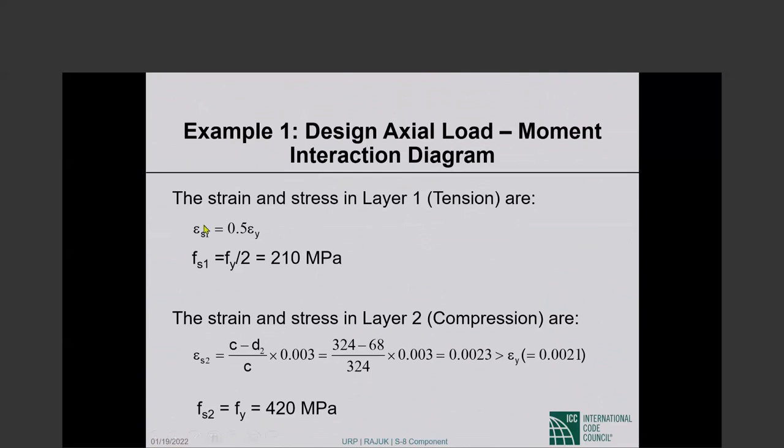For this strain 0.001, f sub s, the stress in the tension steel, the bottom steel rather, is 1/2 of the yield strength. The strain is 1/2 of the yield strain, so the stress is 1/2 of the yield strength, and that is 210 MPa. The strain in the upper layer by straight line strain distribution is 0.0023. This layer is definitely yielding in compression. So the stress in this layer is 420 MPa. This is tension, that is compression.